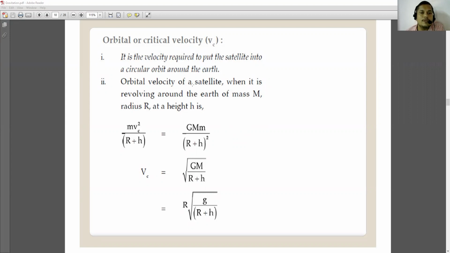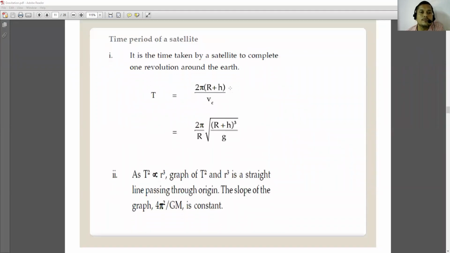That critical velocity is given by the value as R under root g upon R plus h. By using this equation we can get this value.